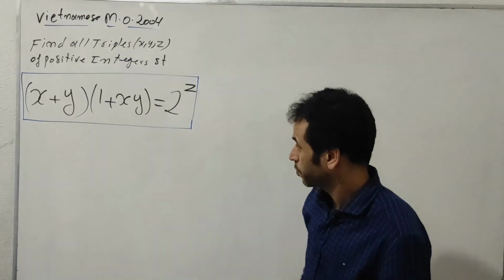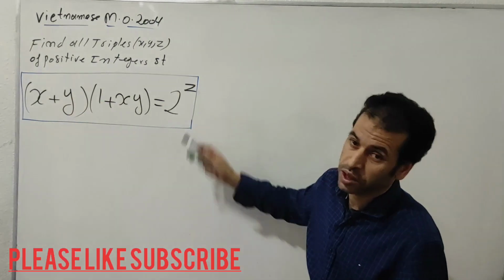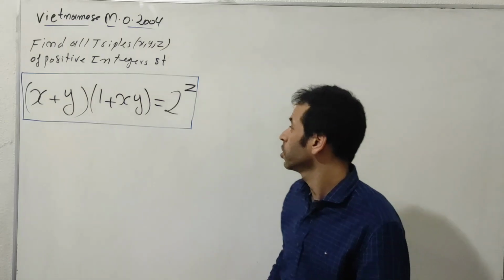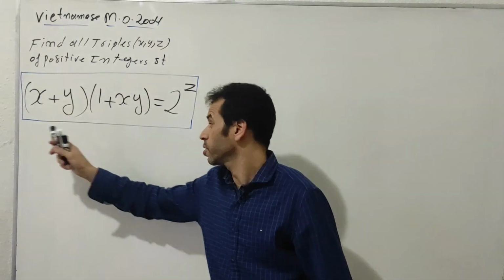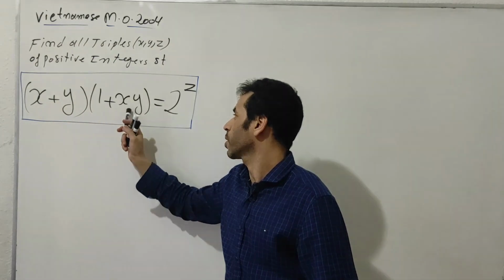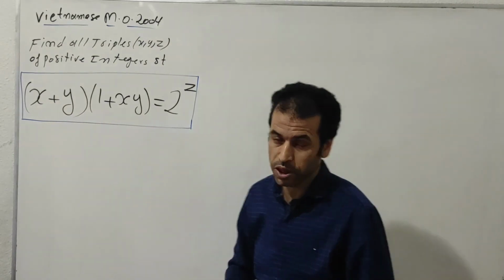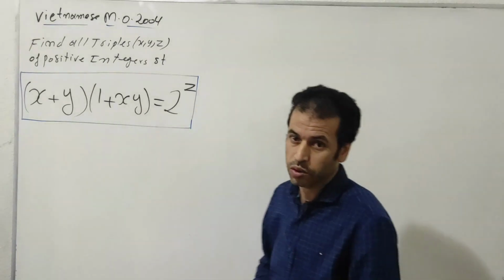equals 2 to the z, a power of 2. Obviously, this expression is a power of 2 because the right hand side of this equation is a power of 2. We have a kind of symmetry here because we have the sum of these two numbers and the product of the same numbers. Clearly, we have a symmetry here. This is the most important observation.